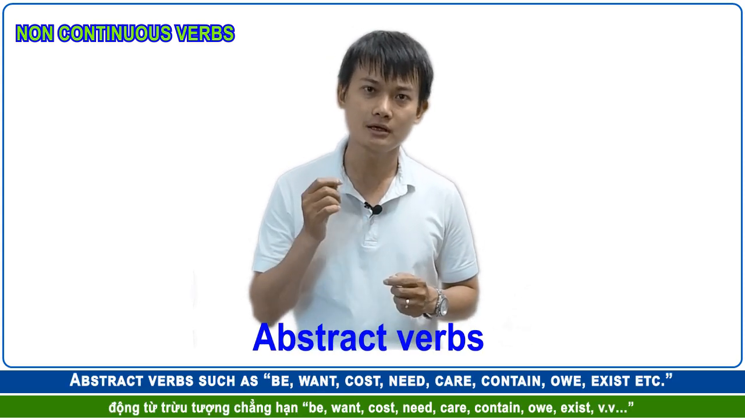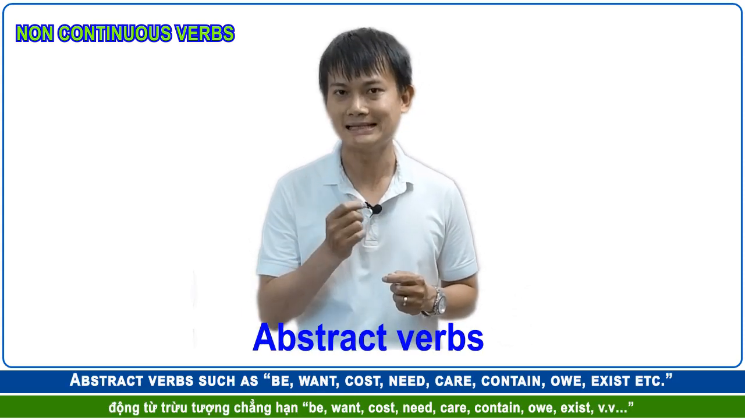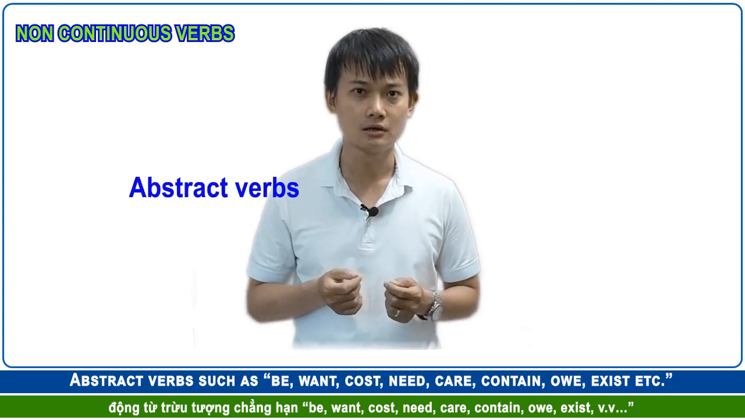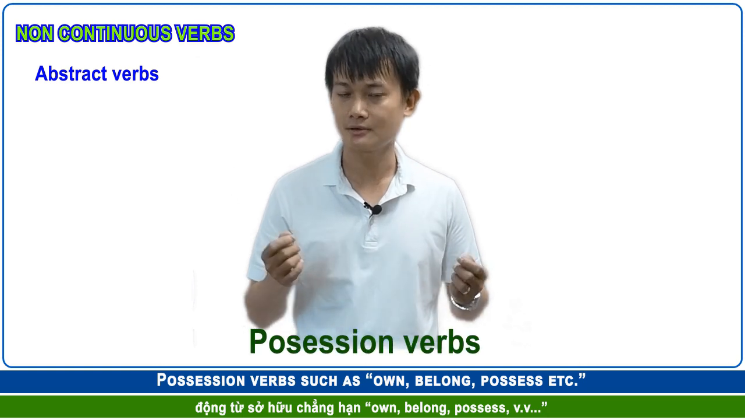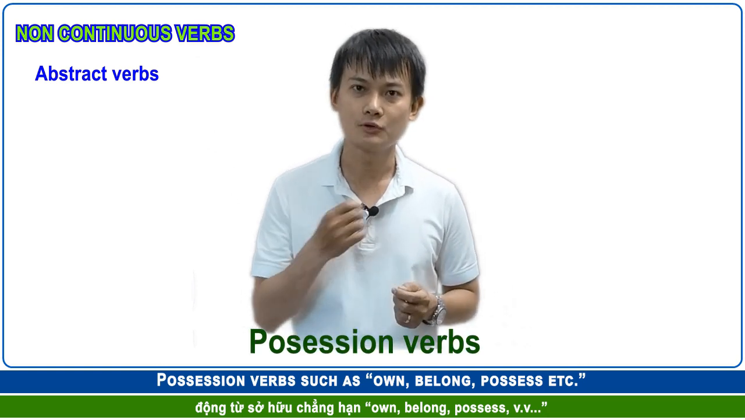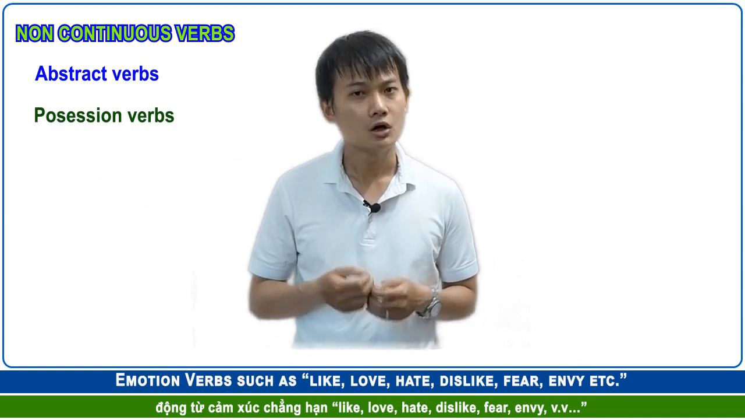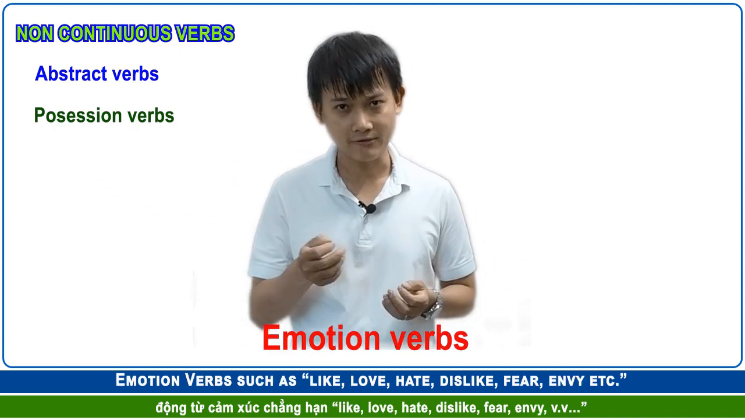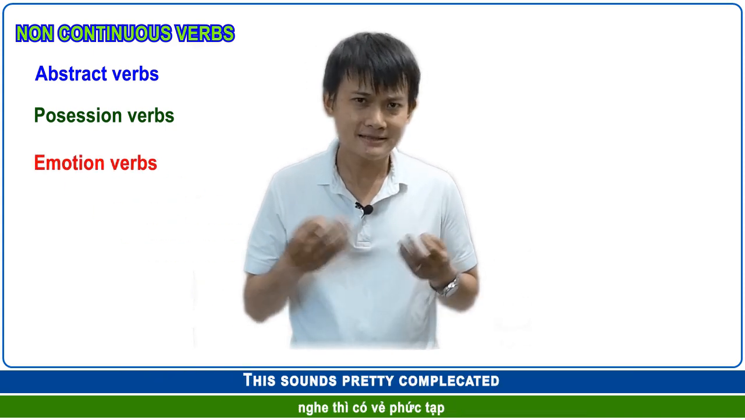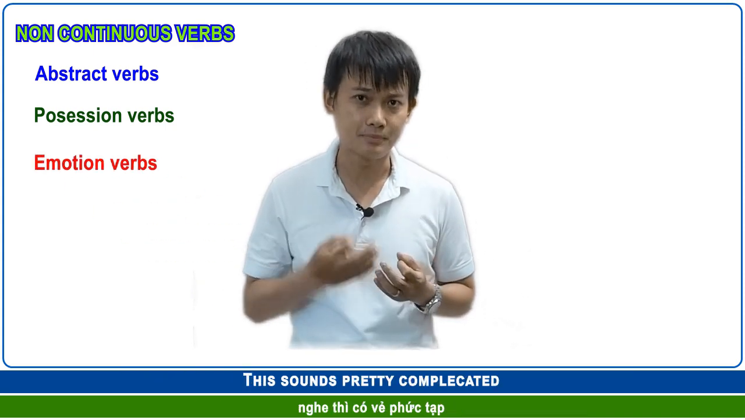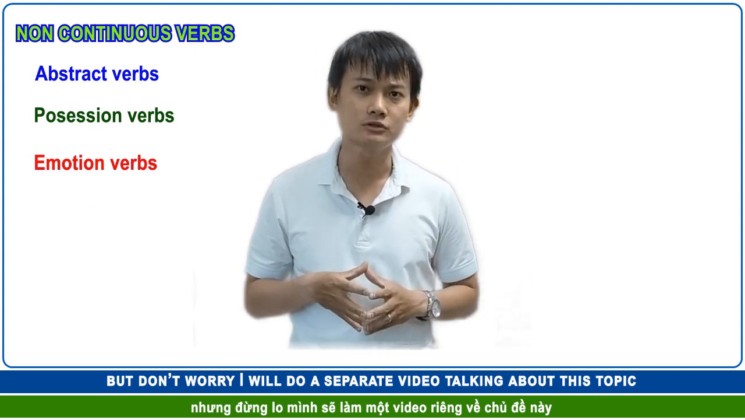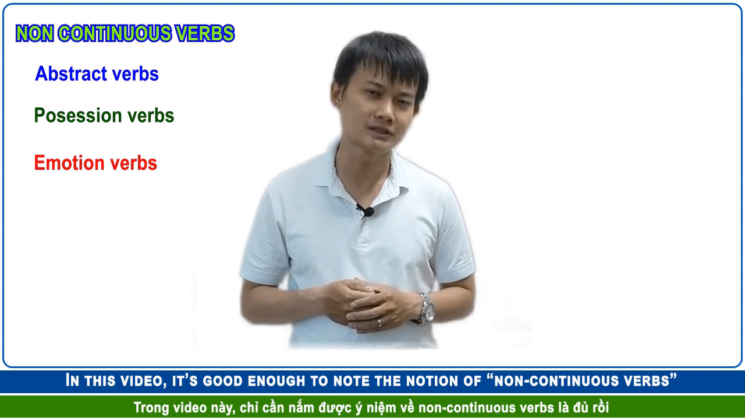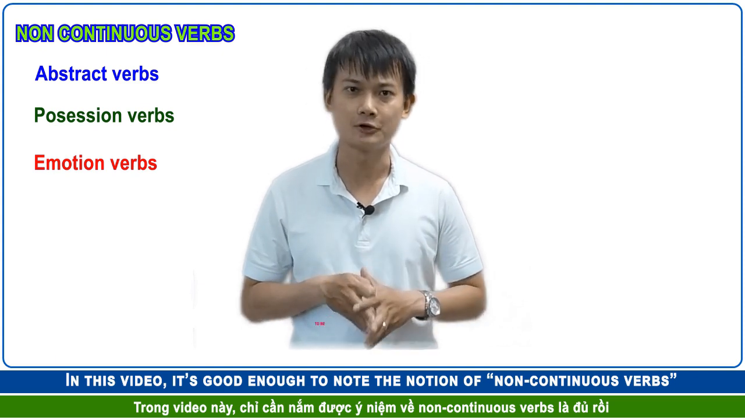Abstract verbs such as be, want, cost, need, care, contain, owe, exist, or something like that. Possession verbs such as own, belong, possess, or something like that. Or emotion verbs such as like, love, hate, dislike, fear, or something like that. This sounds pretty complicated, but don't worry, I will do a separate video talking about this topic. In this video, it is good enough to note the notion of non-continuous verbs.